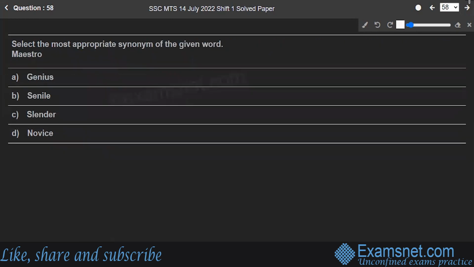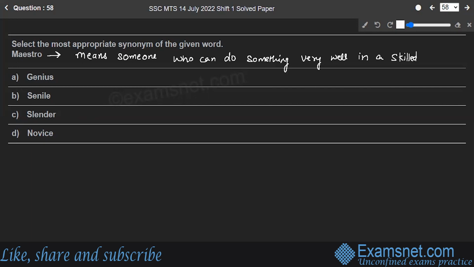Next is question number 58. Select the most appropriate synonym of the word maestro. Options are genius, senile, slender, or novice. So let's read the meanings of all the words one by one. First word is maestro, which means someone who can do something very well, in a skilled manner.